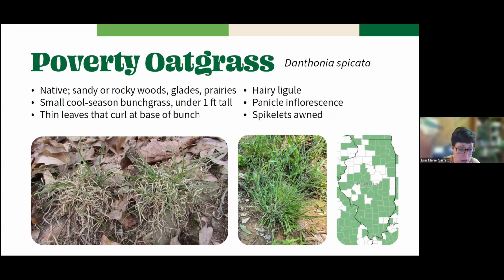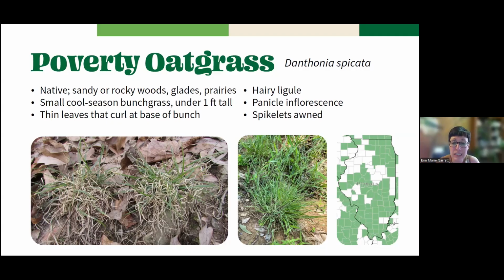So it is another native grass. You're going to find it a lot of the time in more sandy or rocky woods, in glades, even in some prairies, but I typically find it in shadier areas with more exposed rock. It is a small cool season bunch grass. When it's not in bloom, the foliage itself is typically under a foot tall, if not under 6 inches tall. So very small grass. And the way I identify it is to look for the curly dead leaves.